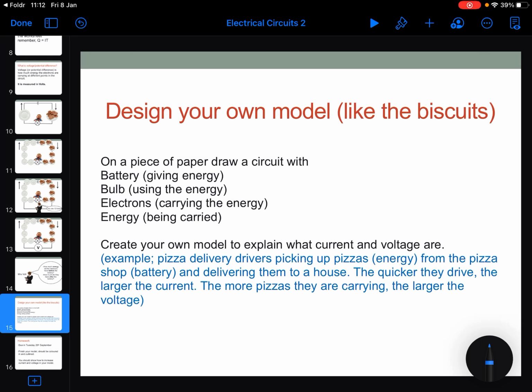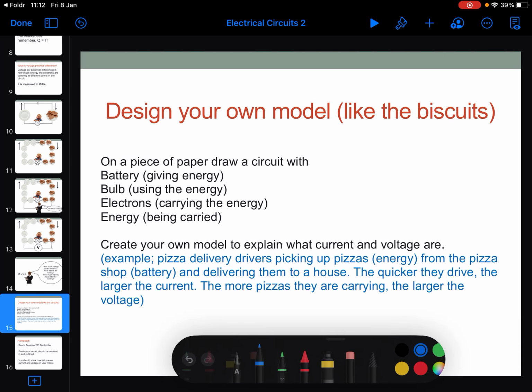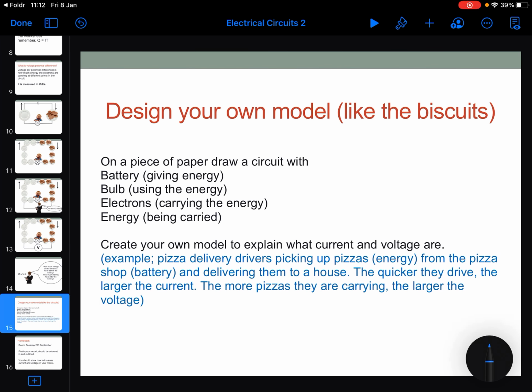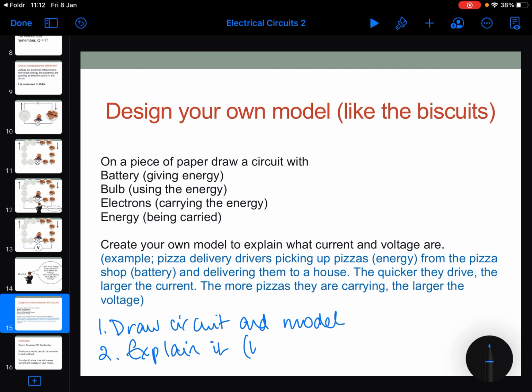So I want you to do, hang on, let me just make this smaller. Okay, so as I say, you need to draw your circuit, draw your analogy on there, and explain it. So you are going to, 1, draw circuit and model. 2, explain it, like my paragraph. So you can see that blue paragraph there. I basically want you to copy that, but put it into your own model.